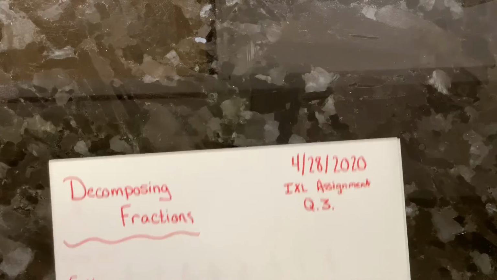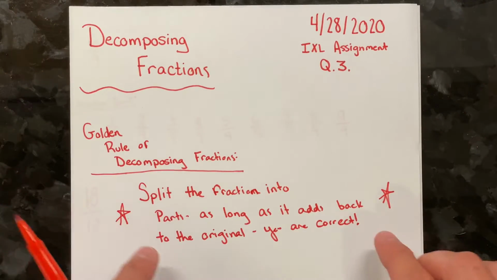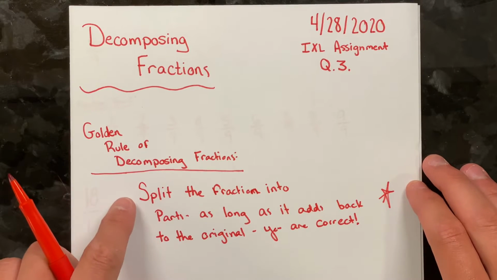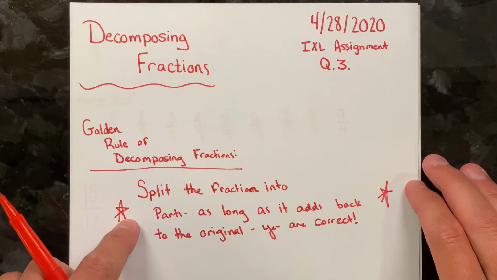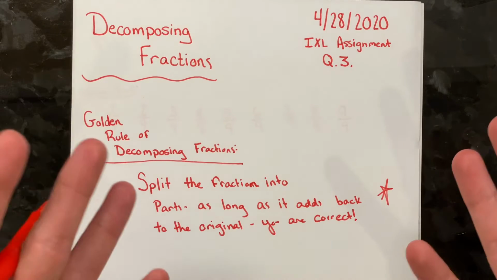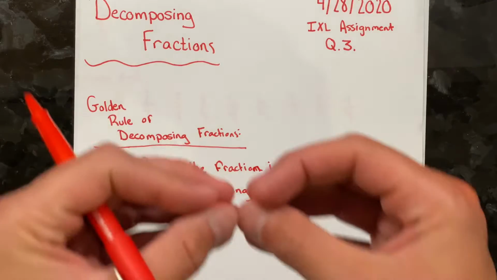So, decomposing fractions. The golden rule of decomposing a fraction is what is here. However you split that fraction into parts, as long as all of those parts add back up to the original fraction, you're correct. So yesterday we focused on adding and subtracting fractions. Well, today we're going to be working with fractions of the same denominator, but we're going to decompose them. We're going to split them apart.